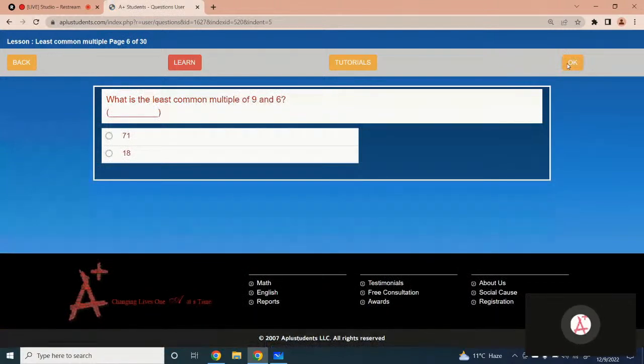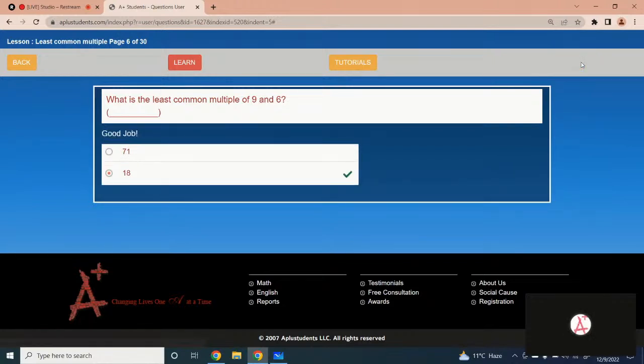But for this one, 9 and 6, they are common. They both are in the table of 3. So for these numbers, you don't have to multiply them. You have to write the factors and look at the common factor. 6 times 3 is 18 and 9 times 2 is 18. So their least common multiple is 18.